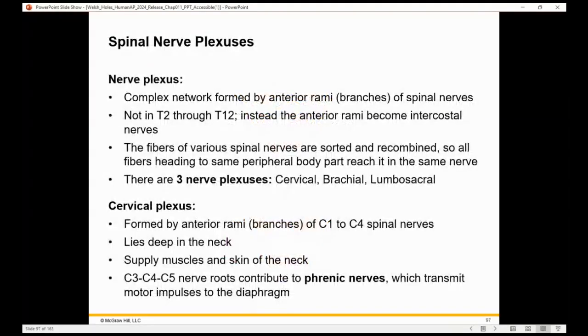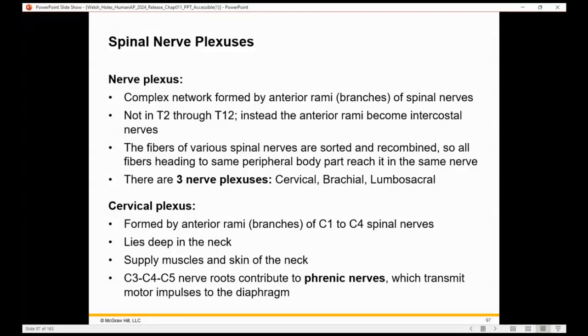Okay, the nerve plexuses. A nerve plexus is a complex network formed by anterior rami, or branches, of the spinal nerves. It's not in T2 through T12. Instead, the anterior rami become intercostal nerves. The fibers of various spinal nerves are sorted and recombined, so all fibers heading to the same peripheral body part reach it in the same nerve.